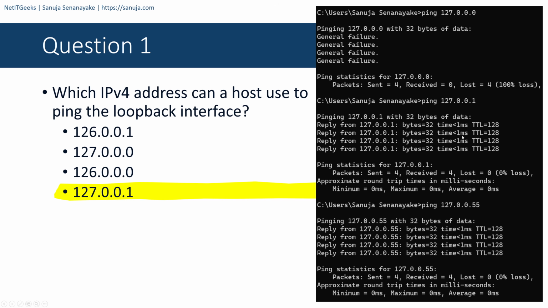If this comes back with an error message, that means something is wrong with the TCP/IP stack on the device that you're testing. But notice I can also ping 127.0.0.55, 66, 57, 10, 11, etc., all the way to 127.255.255.255. So you can have all of these octets filled with 255, and that will also give you a loopback reply if the TCP/IP stack on your device is working. So that's what you need to understand with respect to the loopback interface.